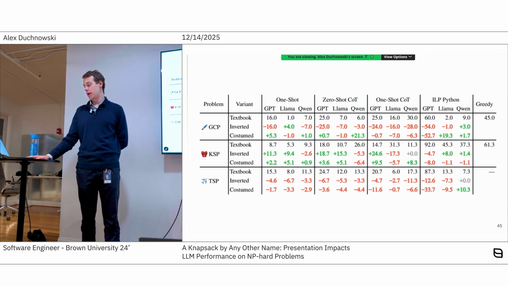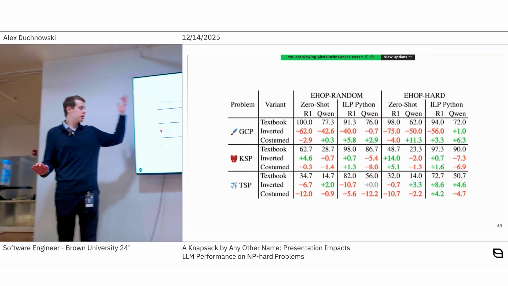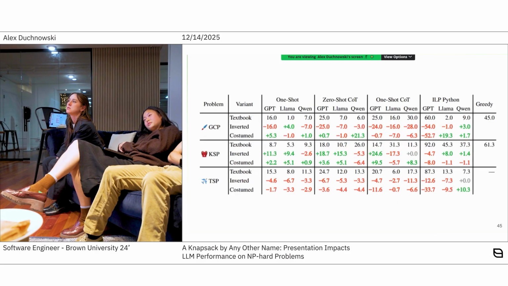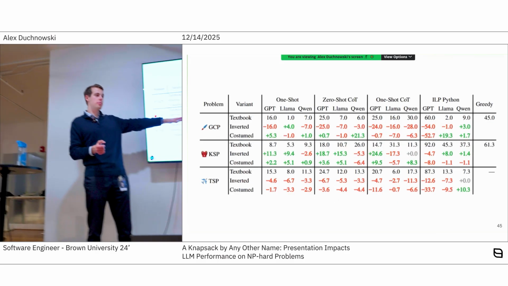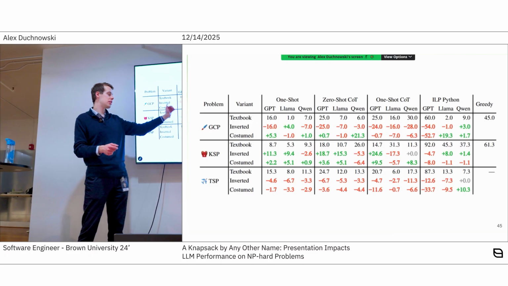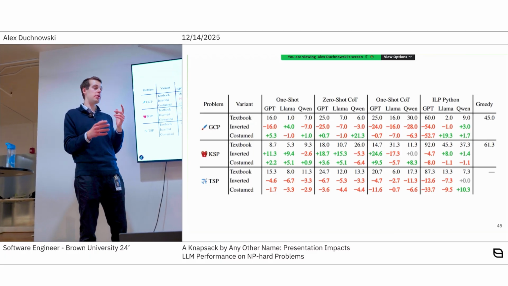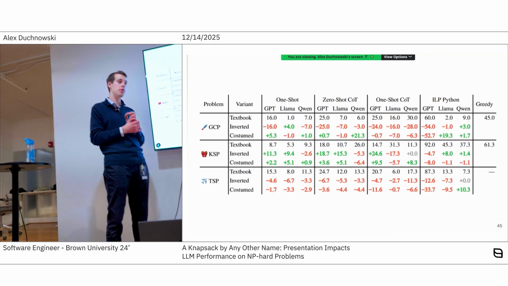Okay. Finally, reasoning models. We have R1, and yes, we'll go back for a second. The question is, why is the costumed knapsack problem doing better in many cases than the textbook? I don't have a great answer to that. There are some hypotheses. Steph, you got a question or a thought?